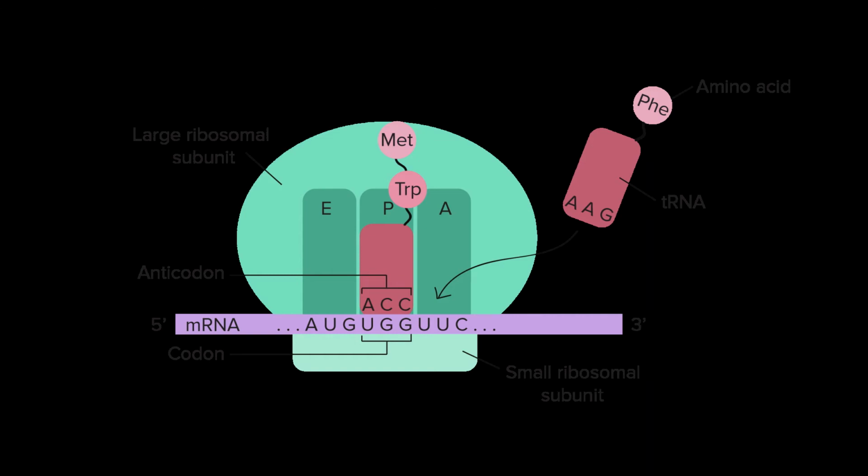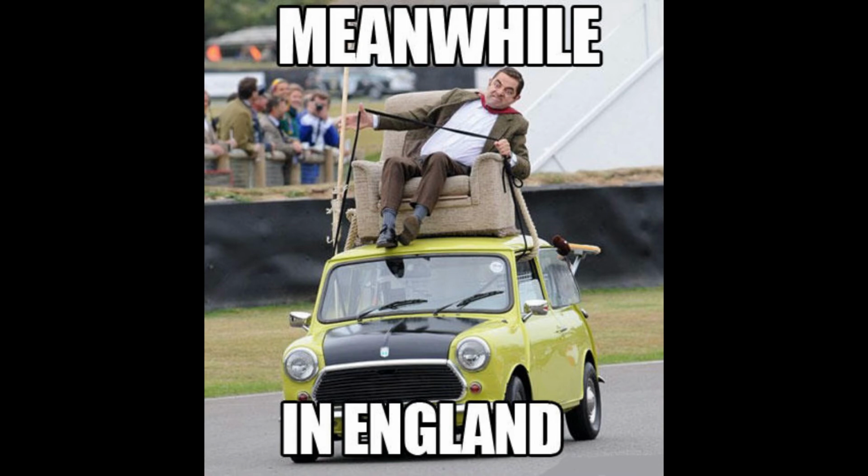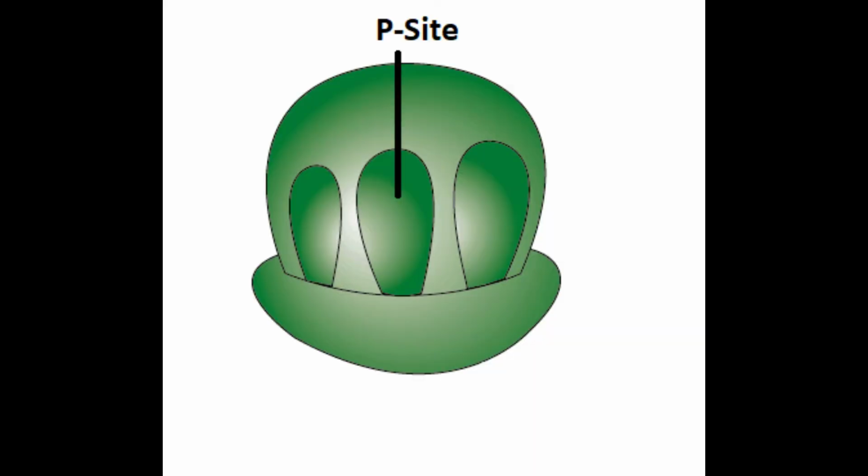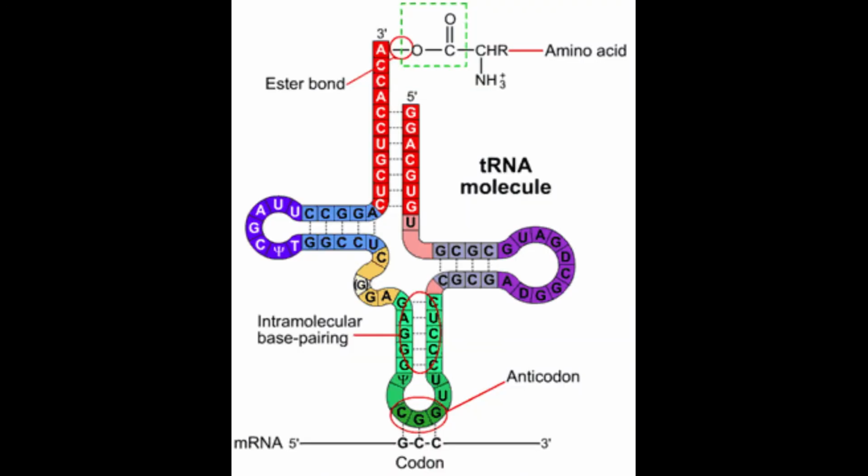Step 2. Elongation. As our conveyor belt of mRNA moves on to the next site, the next codon is scanned by the A site. Meanwhile, let's take a look at what happens in the P site. Here in the P site, there is an enzyme called peptidyl transferase. This enzyme cleaves the amino acid from its tRNA and holds on to it.